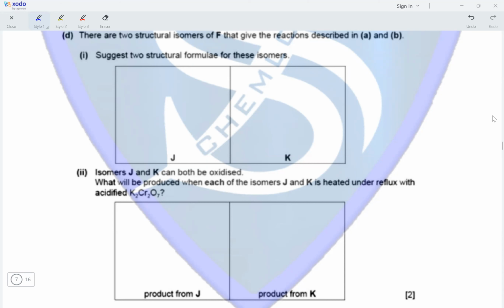So the structural formula would be COOH, CHOH and CH3, or we could have COOH, CH2, CH2OH. These are the two possible isomers having the same molecular formula as F.